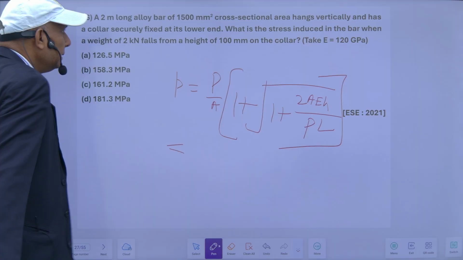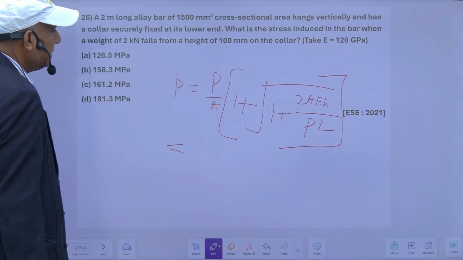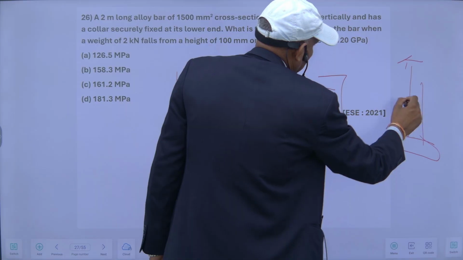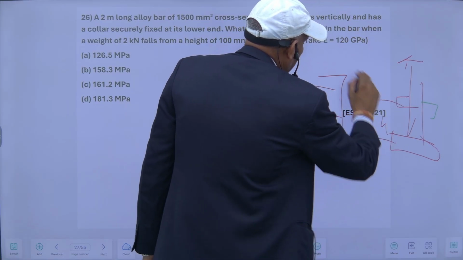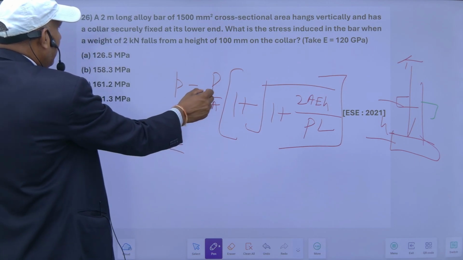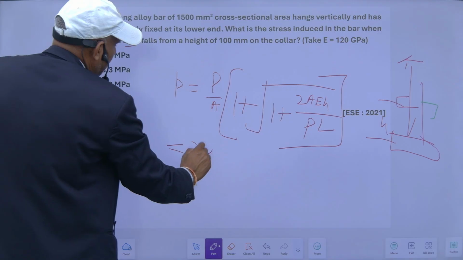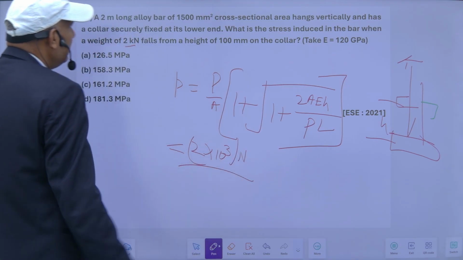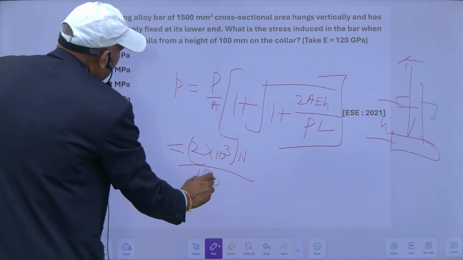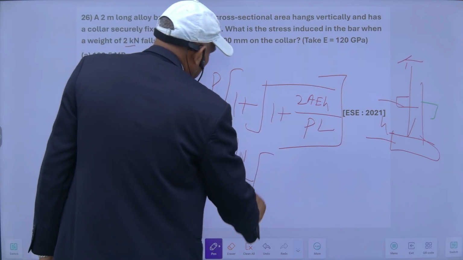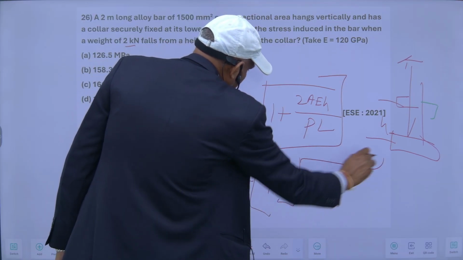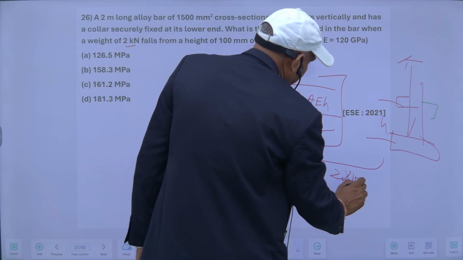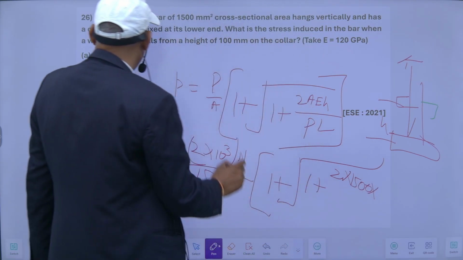So this is the load. Load here in case of, so this is the height H, free fall height. P in this case is 2 kilonewton. So 2 kilonewton means 2 into 10 to the power 3. This is in Newton upon area. Area is 1500 mm square into 1 plus 2A. A is 1500 again.